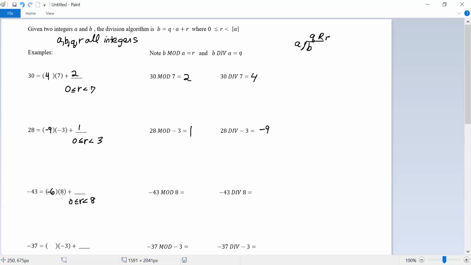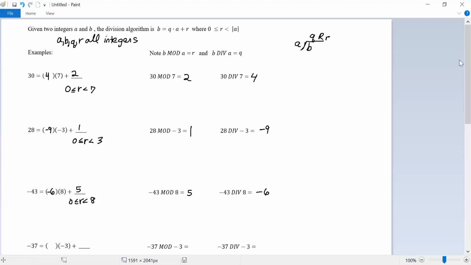So negative 6 times 8 is negative 48. And if I add 5 more, I will get up to negative 43. Remember, negative 48 is smaller than negative 43. So by adding 5, I will get up to that value. Negative 43 mod 8 is going to give me the remainder of 5. And negative 43 div 8 is going to give me a quotient of negative 6.